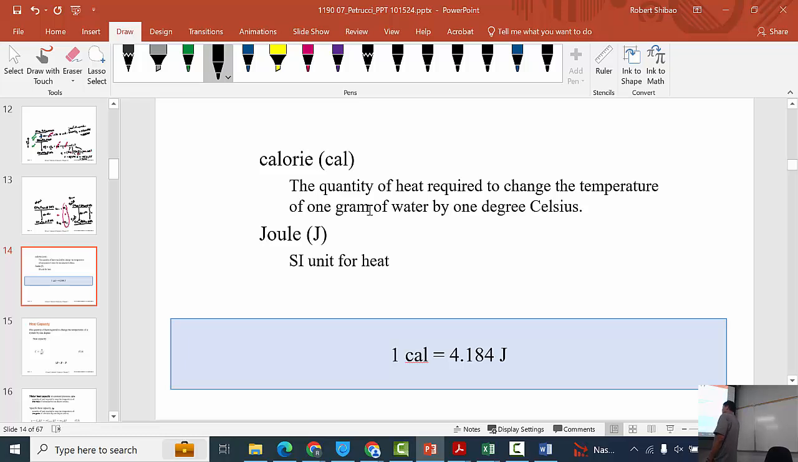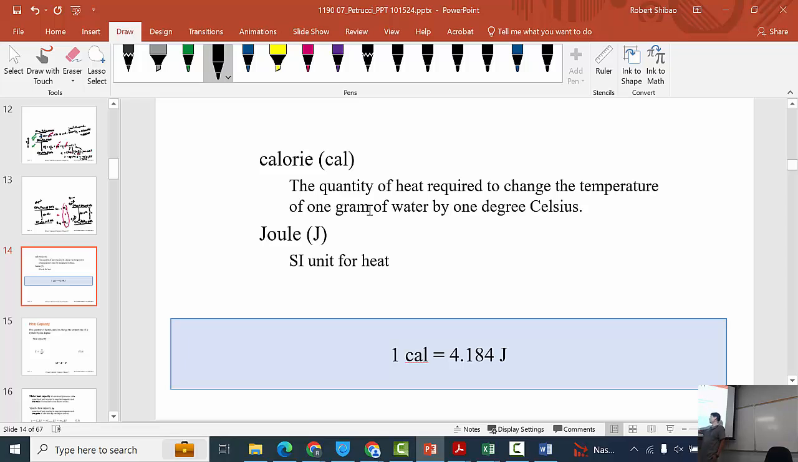Joule is the most common unit. 1 joule is the amount of energy needed to lift 1 kilogram by 1 meter against the force of gravity. So that requires 1 joule of energy.